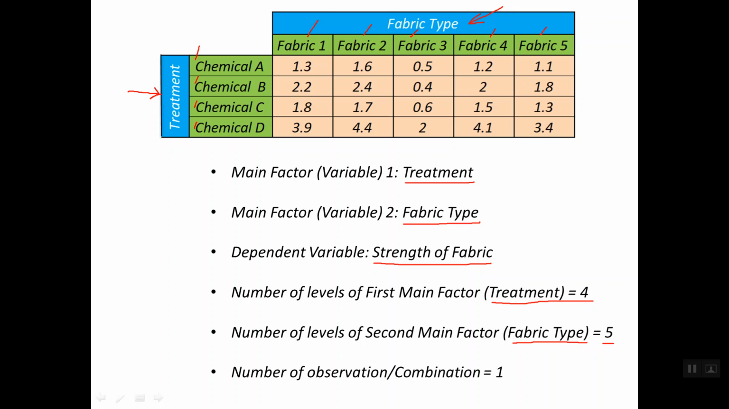And this point here facilitates the understanding of the meaning of no replication. So the number of observations for each combination between the chemical and the fabric is 1. For example, this value here, which is the strength of the fabric, is done on 1 experimental unit or 1 sample only. So this is the meaning of the absence of replication.